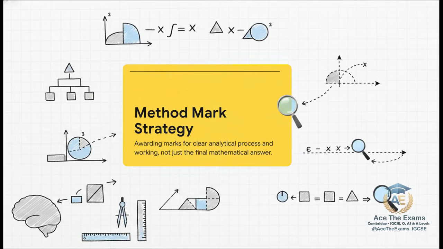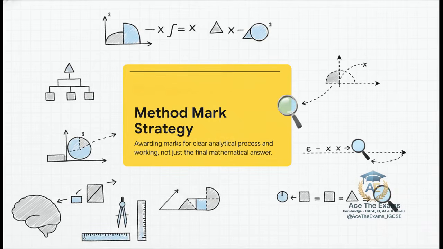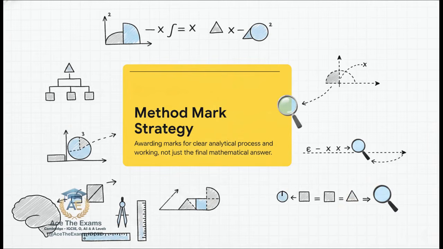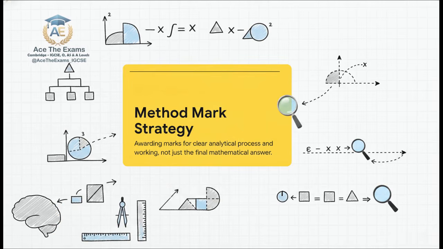Examiners actually award marks for seeing a verifiable analytical process and your clear working. They aren't just looking at the final number at the bottom of the page. You've really got to shift your mindset here. At this level, math is entirely about demonstrating how you think. If you clearly show your integration process, you're going to secure those vital method marks, even if some tiny arithmetic mistake messes up your final numerical result.